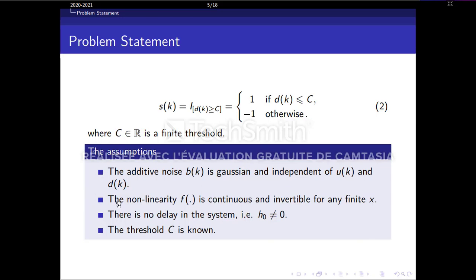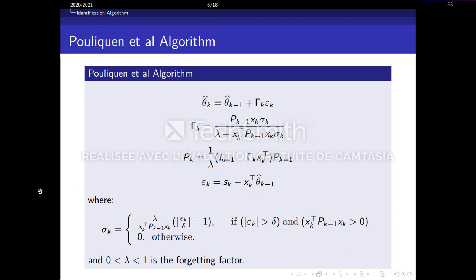Polycon et al. Algorithm. A recursive identification algorithm was presented by Polycon et al. in 2016. The basic idea of this algorithm is to formulate the identification problem as a bounded error identification problem. The update equations for the Polycon et al. algorithm are as follows. The filter weight vector is updated using the first equation. The vector of the main gain is estimated using the second equation. The covariance matrix is computed according to the third equation, and epsilon represents the error, where sigma is described by this equation. The main disadvantage of this algorithm is its performance degradation when resolving nonlinear problems.